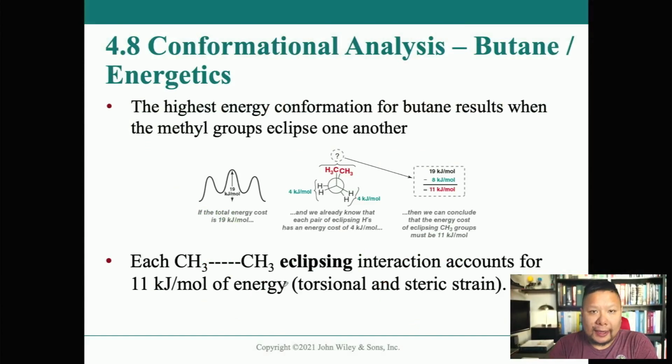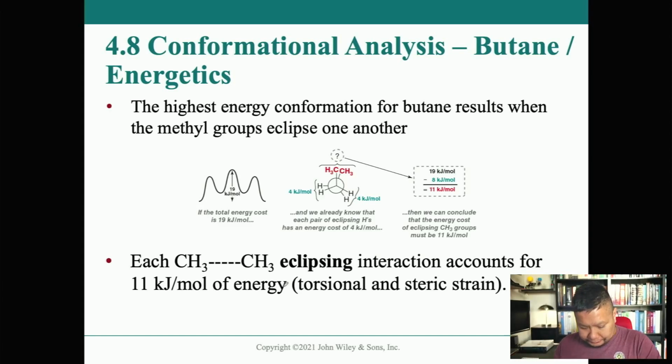Okay, the highest energy conformation for butane results when the methyl groups eclipse one another, which we saw when I was going through the molecular model kit, the 3D model that we built. So let's calculate what kind of energy cost it is for the two methyl groups to pass each other.